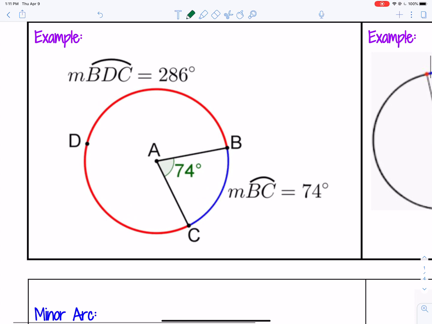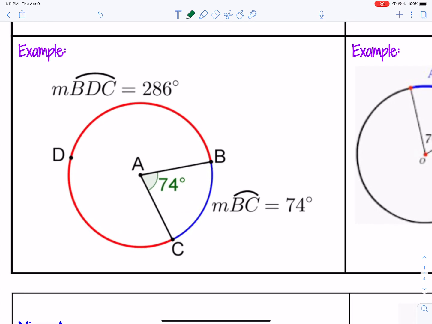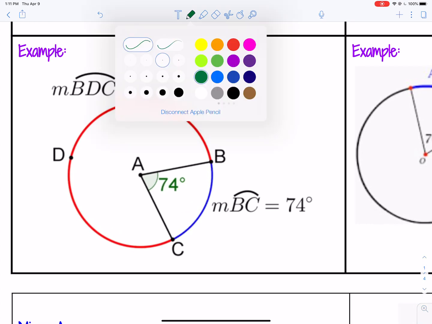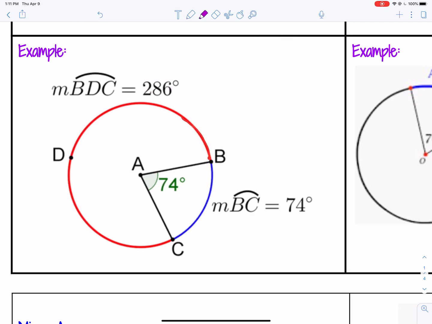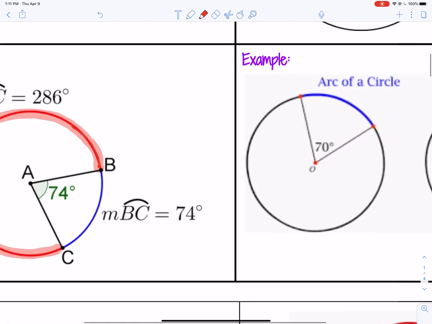So for this example right here, we have the measure of arc BDC, which is pictured in red, is 286. And so the leftover arc, the minor arc BC, would equal the remainder. So it'd be 360 minus 286, which gives us 74.